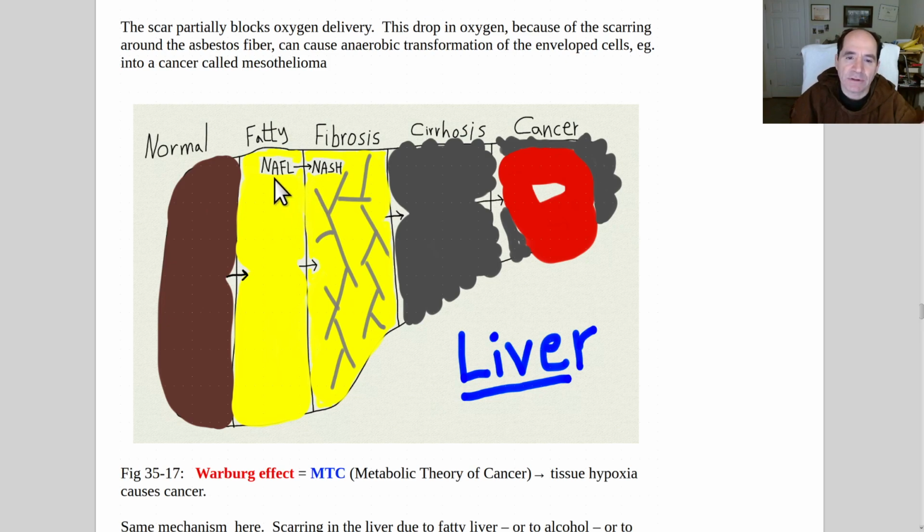So NAFL is non-alcoholic fatty liver. When it becomes inflamed, it's non-alcoholic steatohepatitis, steato meaning fat. So now you're going to have fibrosis, and that can progress all the way to full-blown cirrhosis. This is now becoming a more and more common indication for liver transplant. But what I'm saying is the inflammation leading to scar tissue, collagen being laid down in the liver, leads to cirrhosis. That'll cause tissues to become ischemic, and that will increase your risk of cancer.